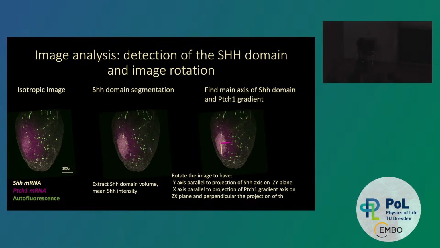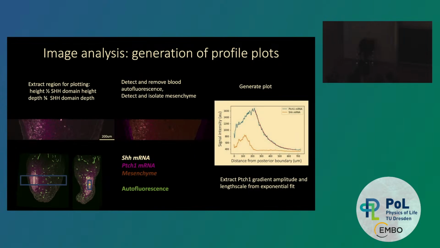He extracts the volumes, and he takes basically the line perpendicular to the longest axis of the Sonic Hedgehog domain. He then generates basically a rectangle in 3 dimensions, and collapses that information into 1 dimension. And by that, he can extract the Patched signal as well as the Sonic Hedgehog signal in order to identify the intensity along this AP axis. And so you can see an example of this kind of information here.